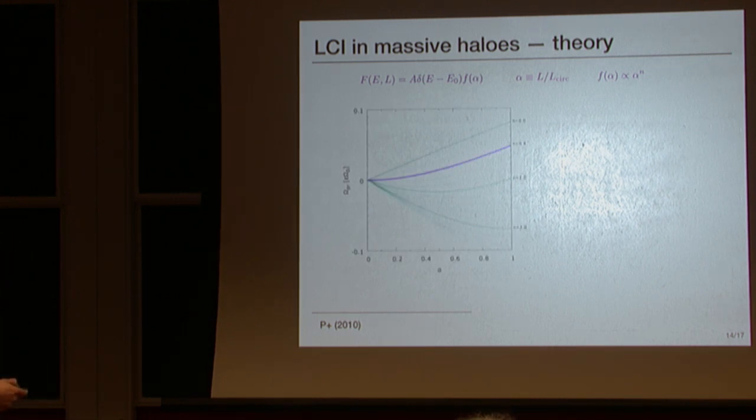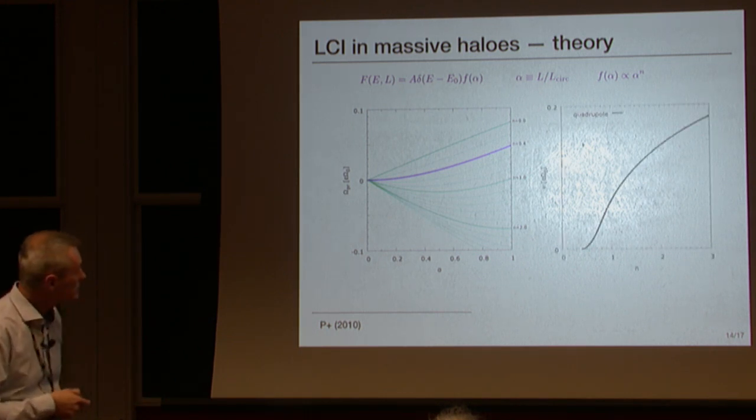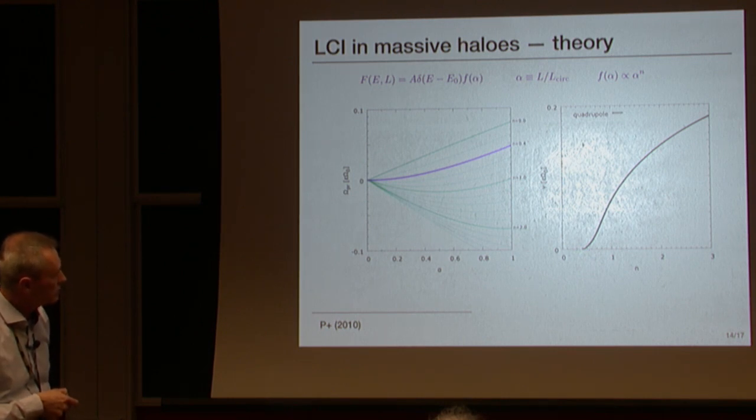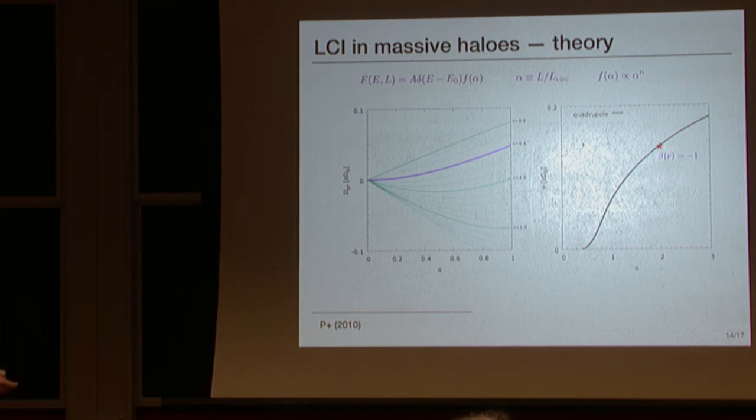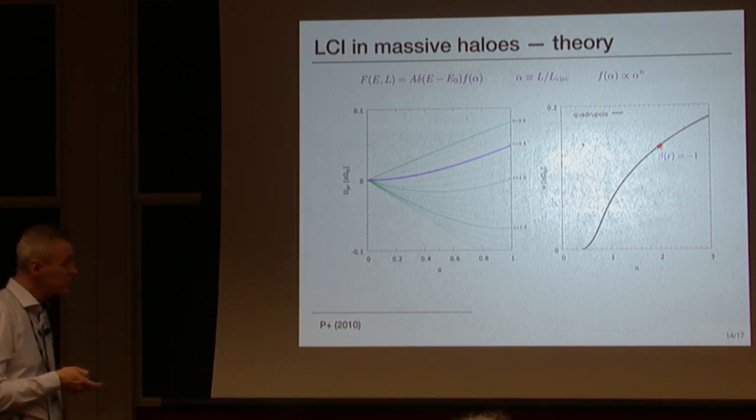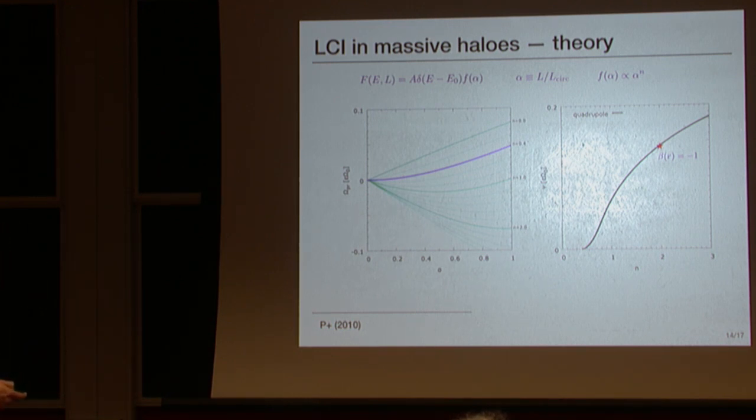Here we have different profiles for different indexes, and as you increase the index, you eventually come up with retrograde orbits for n equal to 0.4, and you can see that it is exactly at this point that the instability occurs, the loss cone instability. So, for example, for n equal to 2, we have an anisotropy parameter equal to -1, which means that it is an example of an unstable system with tangential anisotropy.